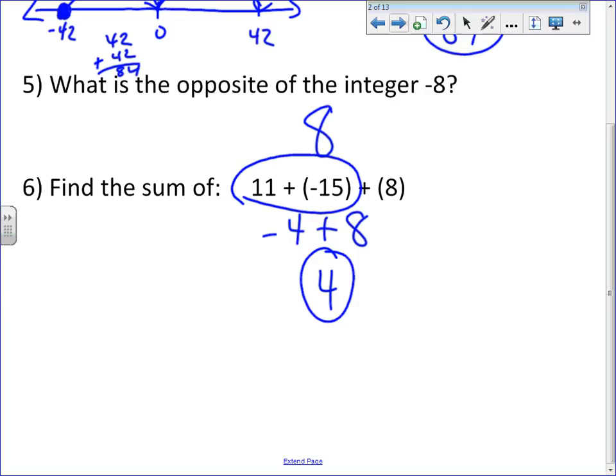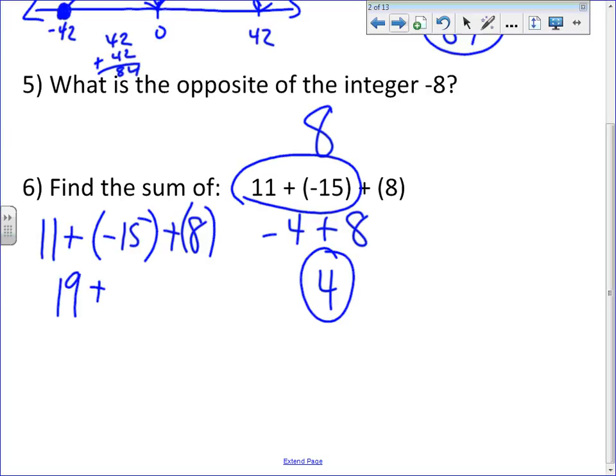-4 plus 8, keep the sign of the bigger one, that's positive, and subtract, I get 4 is my answer. Here's the other way you can do it. We started doing this towards the end of the unit. I'm adding together 3 numbers, 11, -15, and 8. If you want, you can add the numbers that have the same sign first. So you can do 11 plus 8 first, since they're both positive, and get 19. And then add the -15. So you keep the sign of the bigger one, so 19 is bigger, so it's positive, and then subtract. 19 minus 15 is 4, which is the same answer.